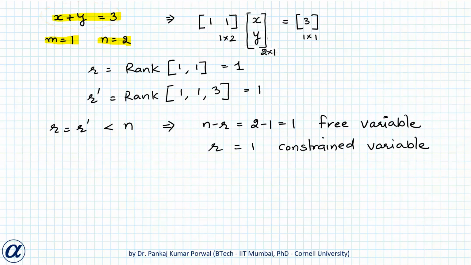So if I choose say y to be the free variable, then I can find infinitely many solutions in terms of the constant 3 and y, and they will be x equals 3 minus y. Here I can choose any arbitrary real value for y, and in terms of y and this 3 I can find the value of the constraint variable x.